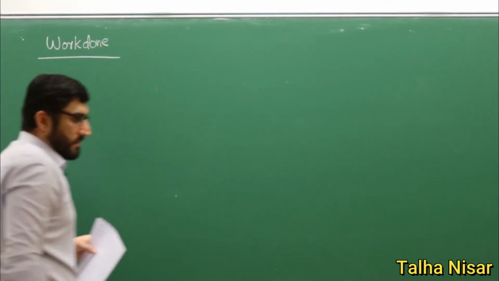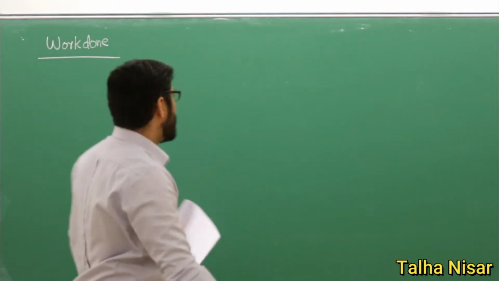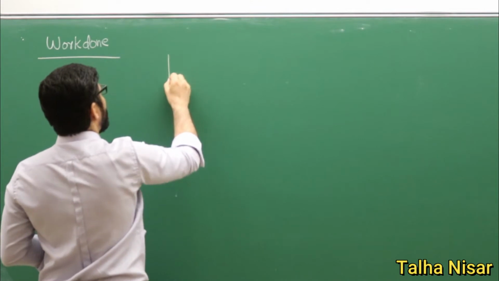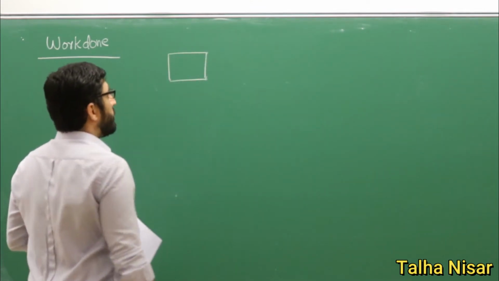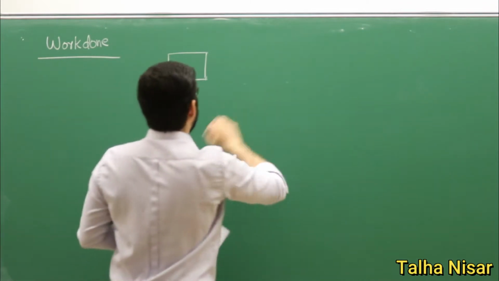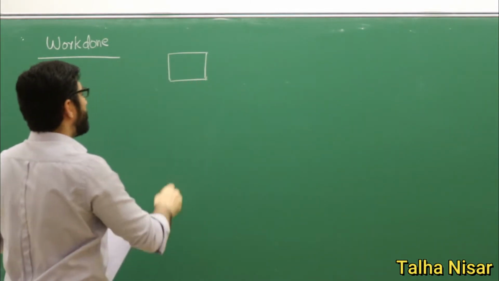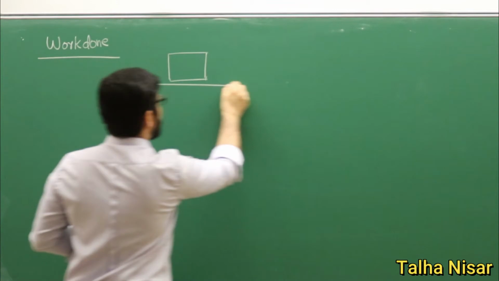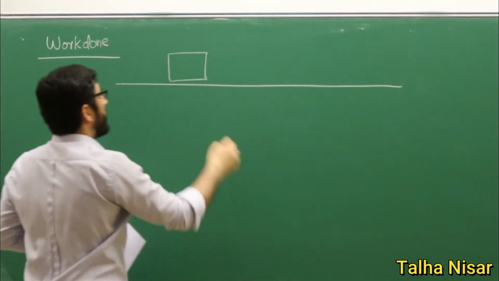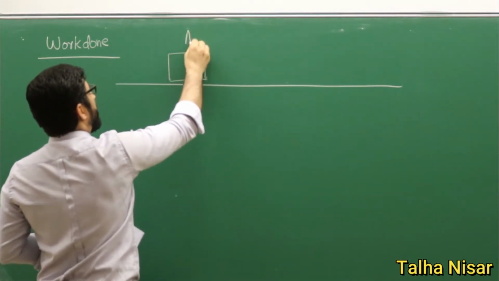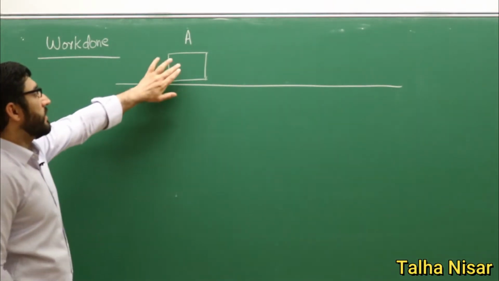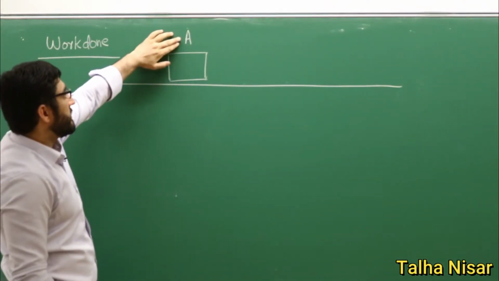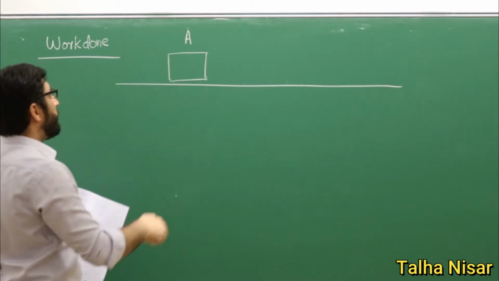Work done. In physics, work is done when a body is moved from one place to another when a force is applied. For example, we have a body lying on the ground at point A. We have a block lying at point A, and a force is applied.